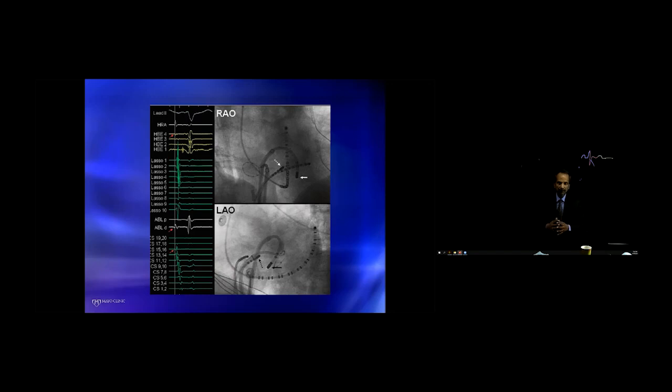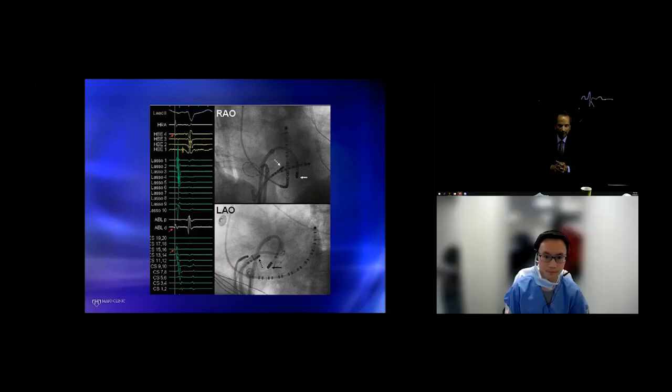Any suggestions, Dr. Lee, on where the map should be done? This was a case from our colleague, Dr. Friedman. So if he was relying on you for advice, where would you tell Dr. Friedman to map next?